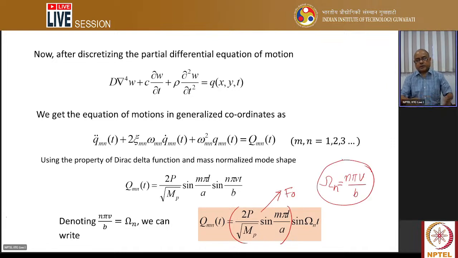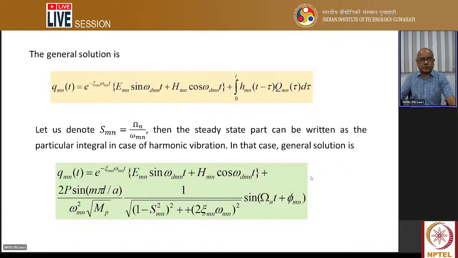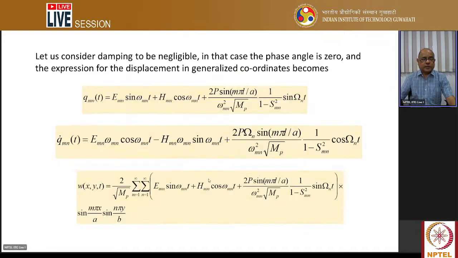The driving frequency. So we can use the steady state formulation that we already used, and we get the expression like that. And the constants Emn and Hmn are determined from the initial conditions. So given the initial condition on the displacement and velocity, actually first we write the complete expression for the displacement. This is the homogeneous part, and this is the particular integral, and we have here neglected damping. So the simplified expression is this.